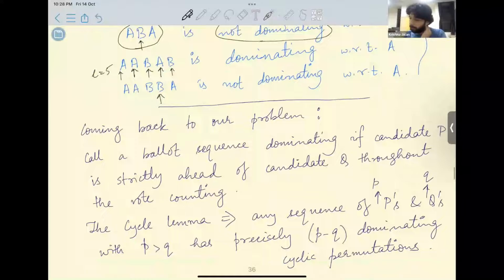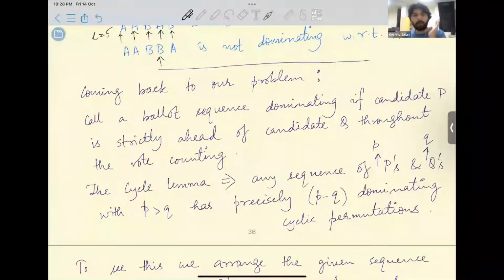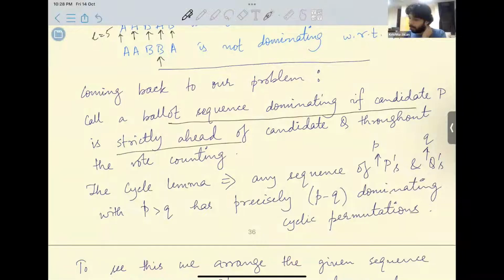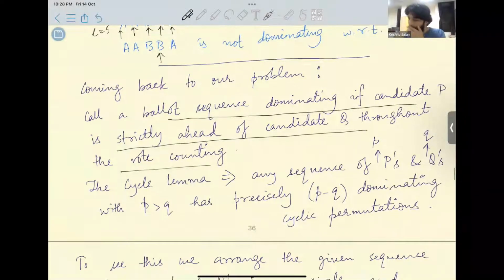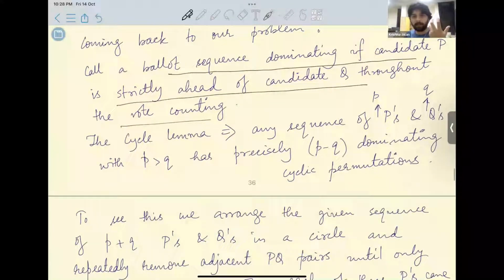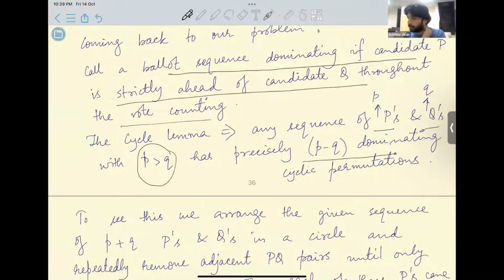All right. So let's come back to our original problem. We want to find such dominating sequences for P. So we call a ballot sequence dominating if candidate P is strictly ahead of candidate Q throughout the count. Then, invoking the cycle lemma: the cycle lemma says that any sequence of P P's and Q Q's such that P is greater than Q has precisely P minus Q dominating cyclic permutations.